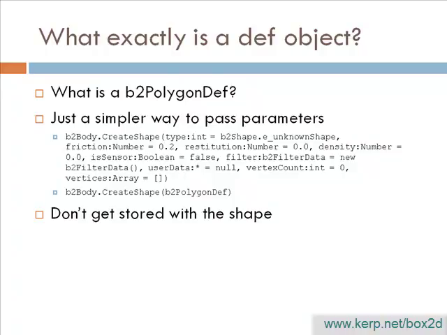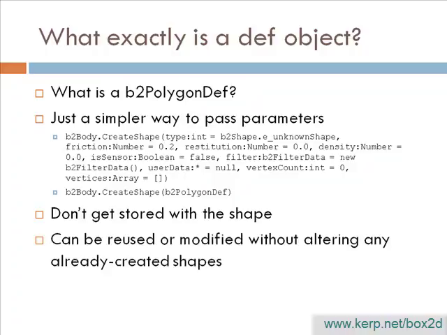That's all she wrote. You can then go back and modify or change this polygon def so that you can use it to create other shapes, and that won't change any of the shapes you've already created. So if, for example, you wanted to change the friction of an object after you've created it, and you tried to do so by changing its polygon def object, that wouldn't have any effect because the object's already been created, it's already got its friction value set. You'd have to go into the object itself and change the friction value.